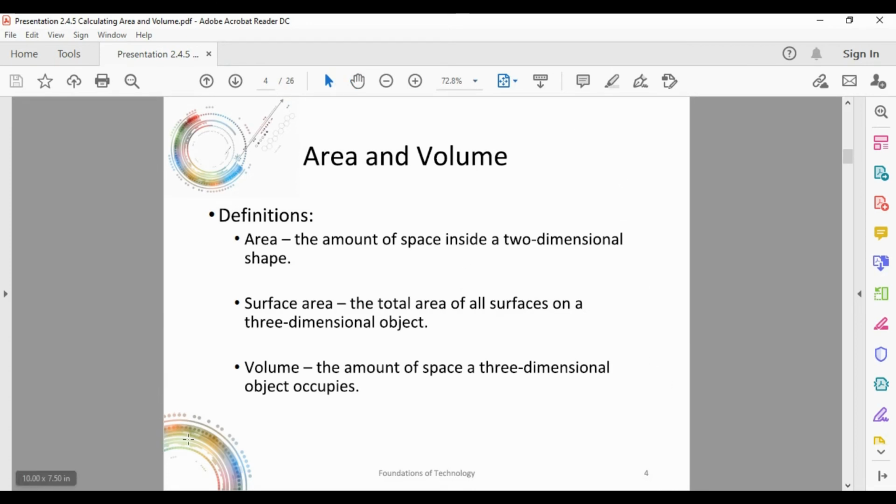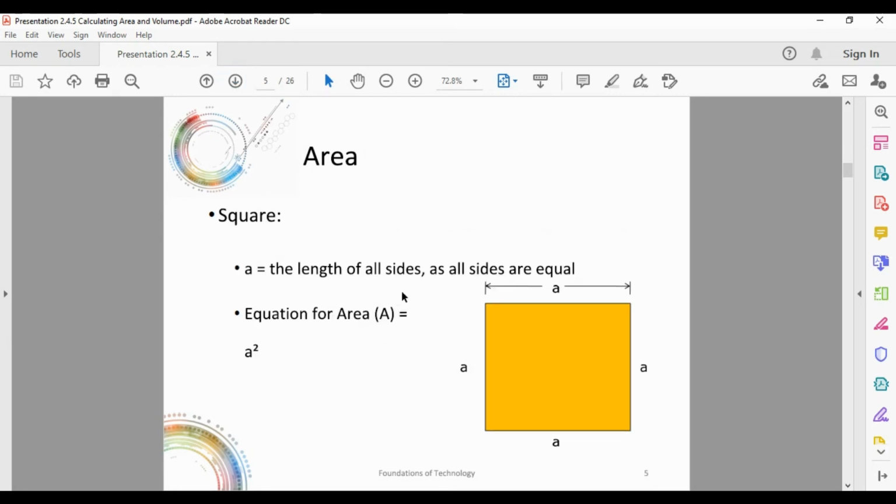I've tossed these terms around a lot, but now we're bringing them out and further defining them. Area is the amount of space inside a two-dimensional shape. The surface area is the total amount of area on all surfaces of a 3D object. And the volume is the amount of space in a 3D object. So area, we're talking 2 dimensions, and volume, you're talking 3 dimensions. The surface area is area, which is 2D, on a 3D object.